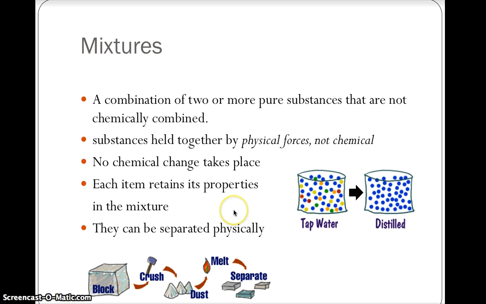I'll get into that in just a second once I say that they can be separated physically. So each item retains its properties in the mixture. The best thing to use would be salt water as an example. When you have salt water, you take salt, you put it into water. The salt is still salty, the water is still a liquid, the water would still boil at its own temperature as if it was just water, and the salt would boil at its boiling point as well because that's salt. Putting the two of them together does change it slightly because they are working together, but their individual properties do not change. Okay?